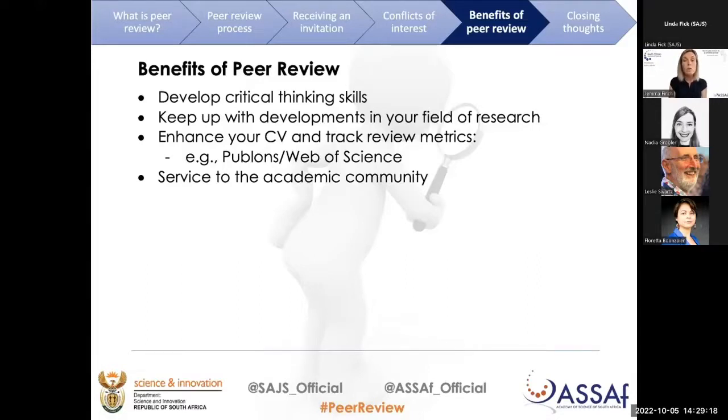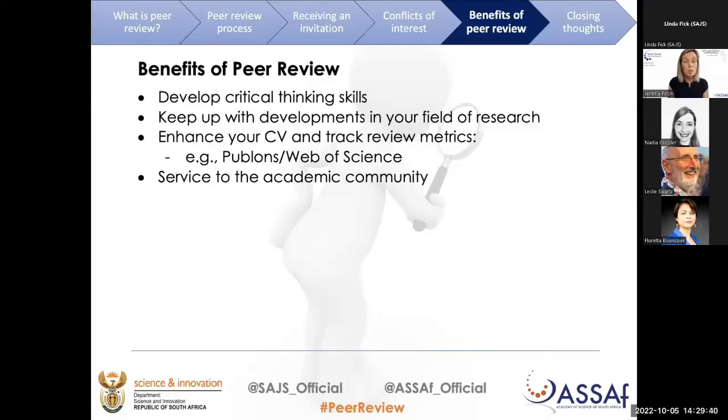When you are reviewing the work of others, it allows you to see what's being done, who's being cited, where are the new developments. It's a really good way to stay current. So I think it almost keeps your finger on the pulse. You know what's going on in your field. So peer review is great for that.